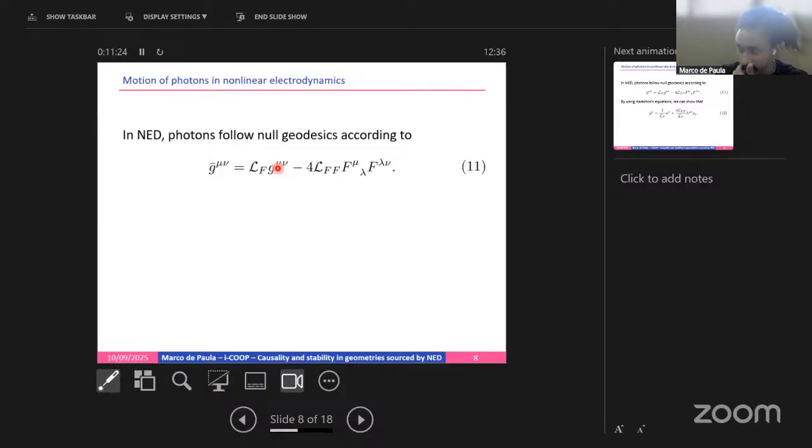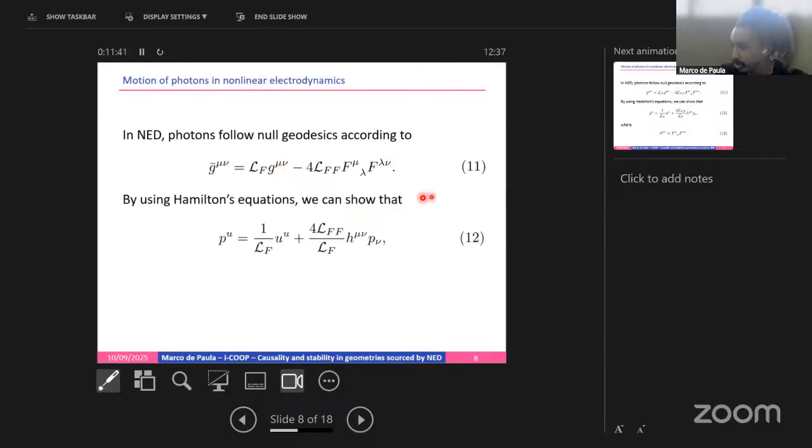We are not going to suppose any model right now. We just have this framework of nonlinear electrodynamics minimally coupled to Einstein's theory. And by doing that, we can show, using the Hamilton's equations, that the full momentum of photons in nonlinear electrodynamics is related to the full velocity by this expression here. So this is very similar to charged particles in linear electrodynamics. Let me point out this edge tensor here. It's just the contraction of the Faraday tensor.